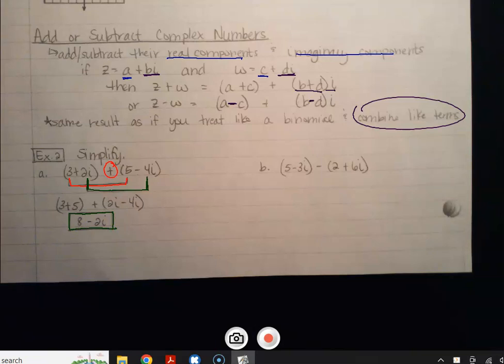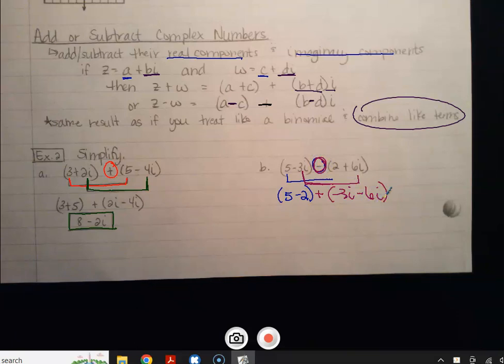So let's try one together. Okay, and the quantity 5 minus 3i minus 2 plus 6i. So here we're going to do 5. Notice it's subtraction. So I'm going to have 5 minus 2 in there. Okay, and then I have a -3i, so I'm going to put plus -3i. Now remember, it's subtraction, so I need to bring that over, minus 6i. I need to distribute that just like I always have.